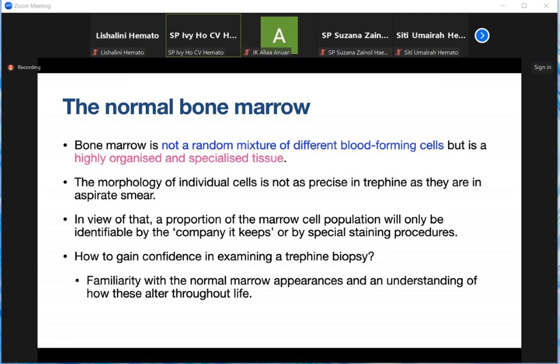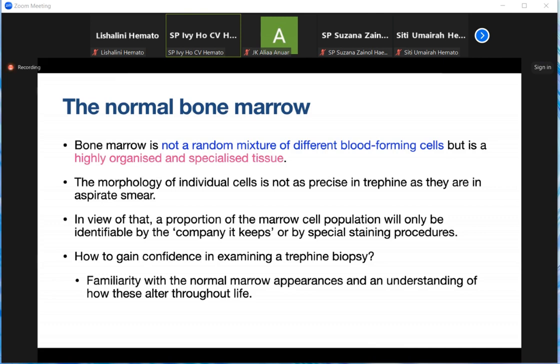But the morphology of these individual cells in the Trephine biopsy, of course, is not as precise as we see in an aspirate smear. Talking to the hematologists here, I'm sure you all can appreciate what I mean clearly, because in aspirate smears we can look at the individual cells clearly. We look at them one by one, and we scrutinize their morphology, every individual cell individually.